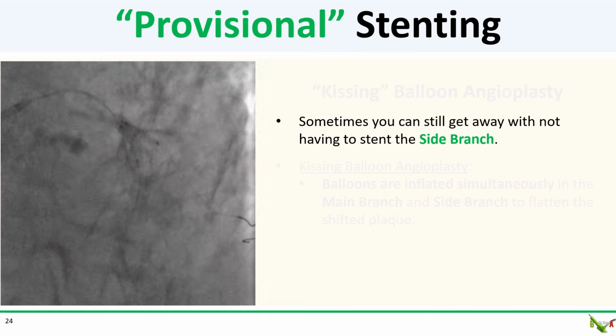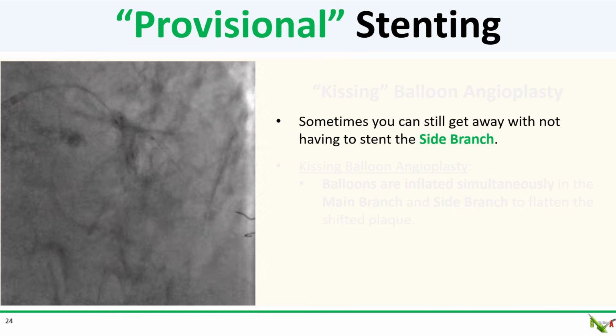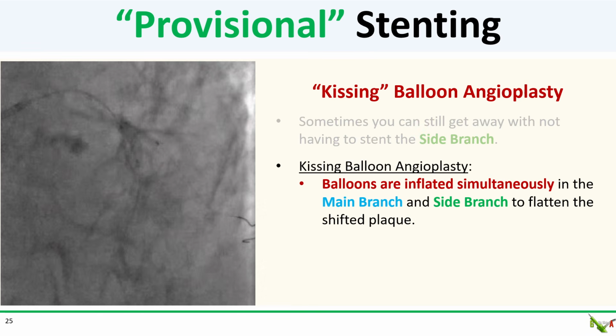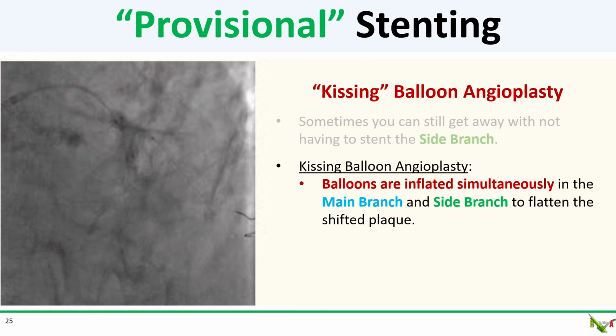Now, even if you decide that the side branch now needs to be treated, it does not always mean that you have to put a stent there. That's because balloon angioplasty can do the trick sometimes. Here, you'll often hear the term kissing balloon angioplasty. That means that two balloons are inflated at the same time, one in the main branch and one in the side branch, to flatten the shifted plaque.